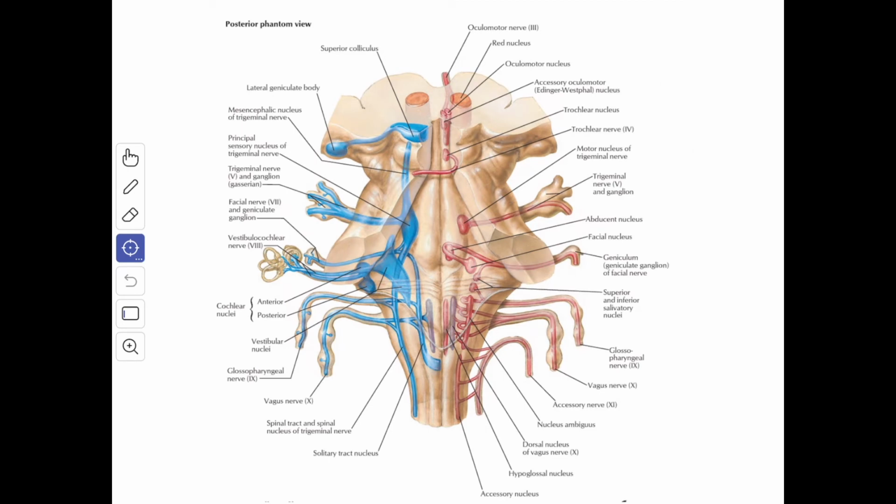The next special visceral efferent nucleus is the nucleus of the facial nerve. It is situated in the lower part of the pons in the ventrolateral part of the tegmentum, more or less in line with the motor nucleus of the trigeminal nerve. Its position is anterolateral and caudal to the abducens nucleus.